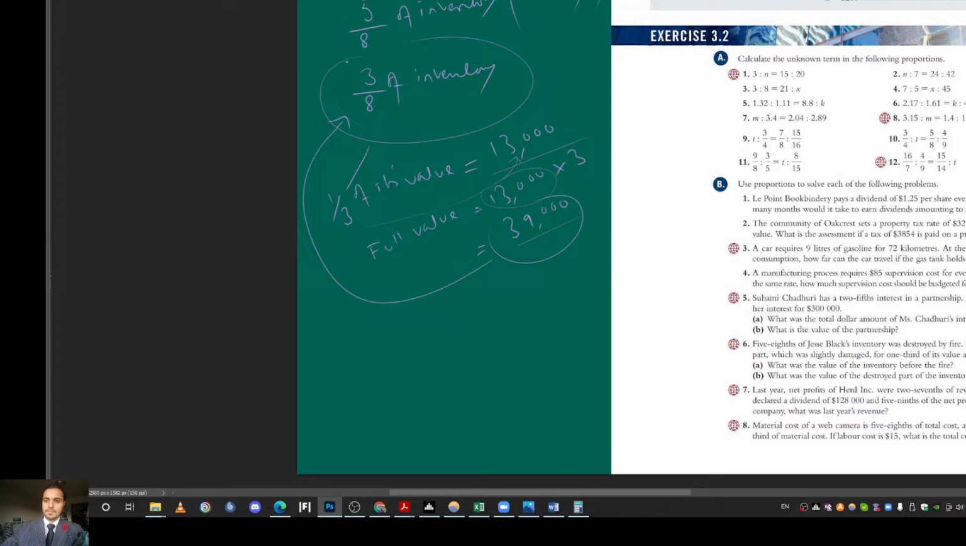But we do know that the value of the inventory that was left was 3/8. So what was the value of the inventory before the fire? We have to figure out not only the value of the 3/8, but also the value of the 5/8 of the inventory. What was the value of the destroyed part of the inventory? We also have to find out what 5/8 of the inventory is.